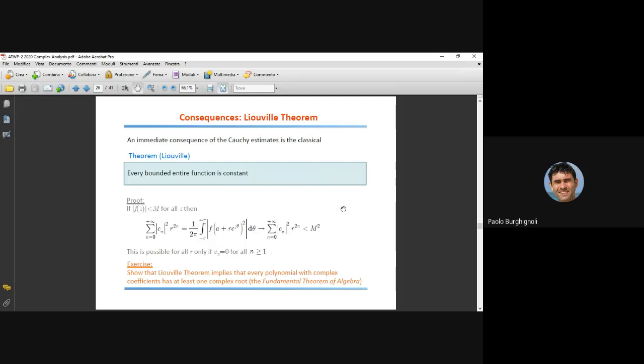And this fact that every bounded entire function is constant has in turn as a consequence, for example, the so-called fundamental theorem of algebra, which tells us that any polynomial with complex coefficients has at least one complex root. So any polynomial has a root in the complex plane, and if it has one root, it actually has all its roots in the complex plane. So as an exercise, you could try to use the Liouville theorem to derive this fundamental fact about polynomials.